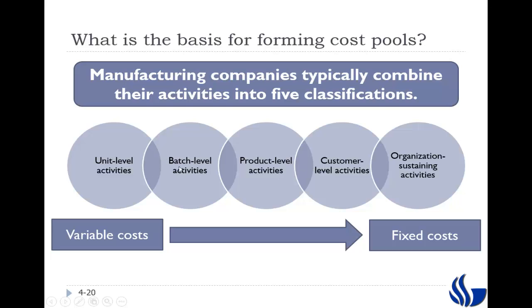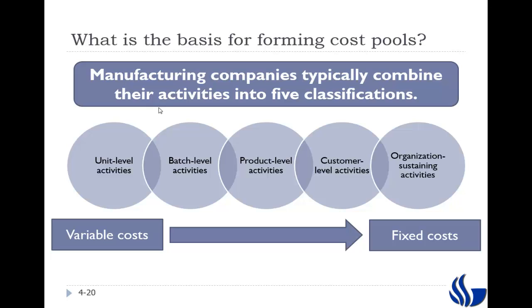Now let's look at some finer distinctions in here. We might have some activities that are almost unit level activities, but not quite. So, batch level activities. These are activities that you perform for each batch of units that you produce. So this might be things like machine setup activities. You might have to go through and retool a machine so that you can make doors.